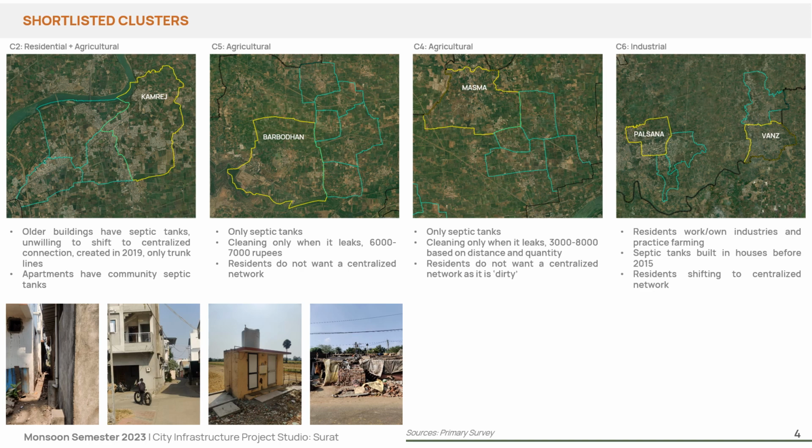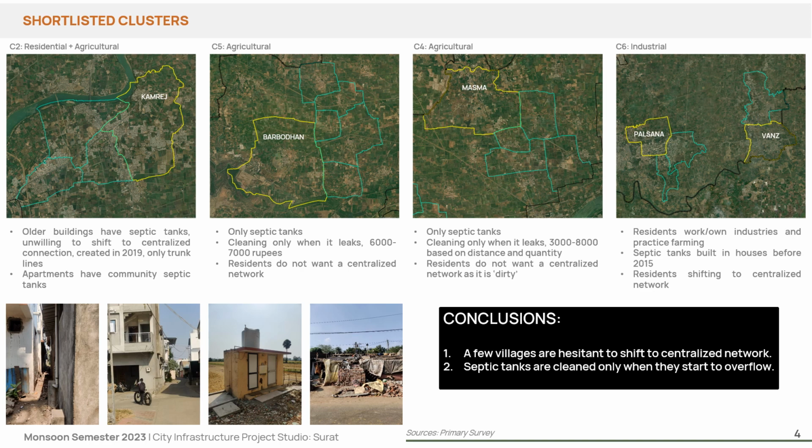It was observed that the agricultural villages had independent bungalows and row houses, which each had individual septic tanks. These were only cleaned when they began to overflow, and the cleaning cost ranged between 6,000 to 8,000 rupees per trip. Although centralized trunk line infrastructure is provided on the main road of Kamrej, residents are unwilling to shift towards it, whereas in the case of industrial villages, centralized sanitation infrastructure was provided in 2015 and newer buildings have connected to it.